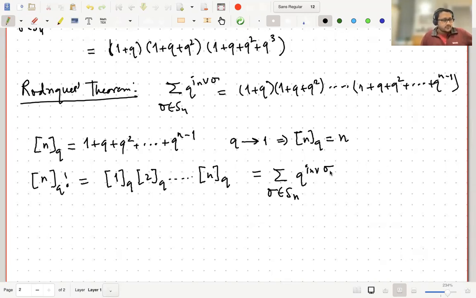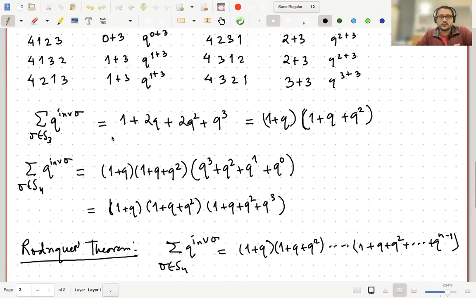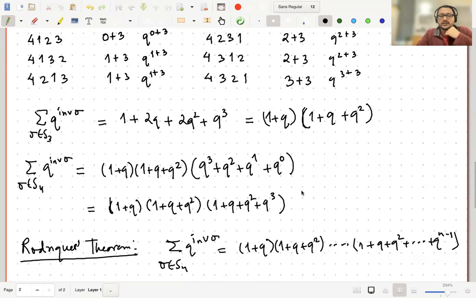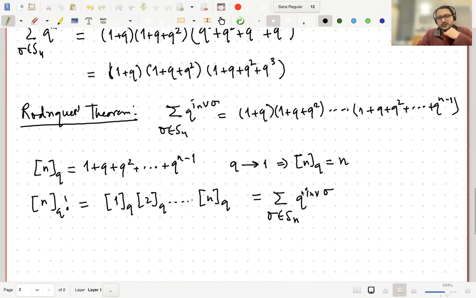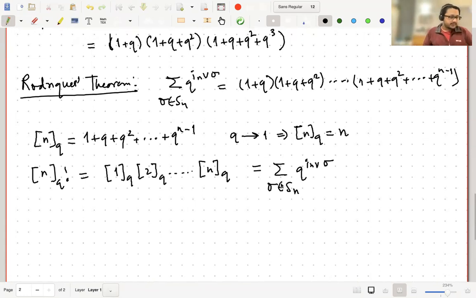Now, how does one prove it? So again, there are many ways of proving this. And actually, we have already seen a proof, which is by induction, sort of like a combinatorial induction. So we have shown that this is true for n equal to 3 and 4. It will be true for n equal to 1 and 2 as well. And then just assume that it is true for n equal to k, and just insert k plus 1 into all the permutations on k letters. And you are just going to multiply it by 1 plus q plus up to q to the power k. So that's a very nice short combinatorial proof of Rodrigues theorem. I mean, you can also prove it in other ways, but I think this should be okay.